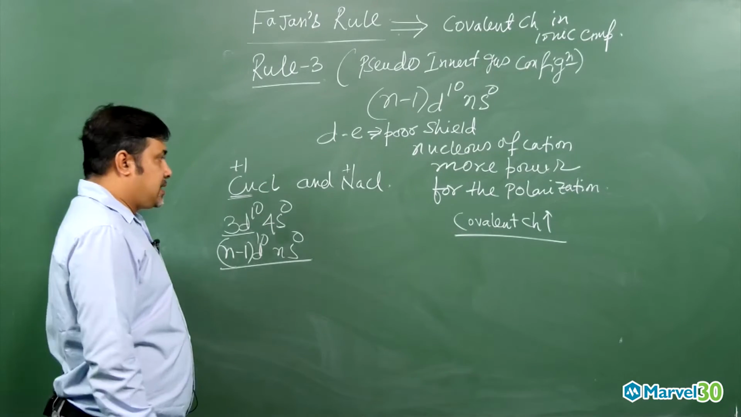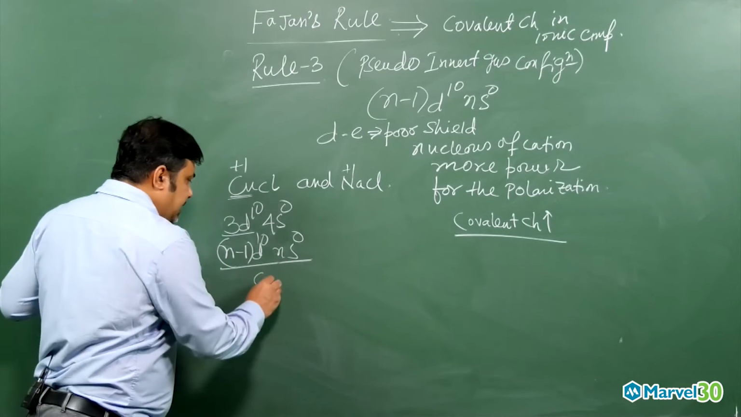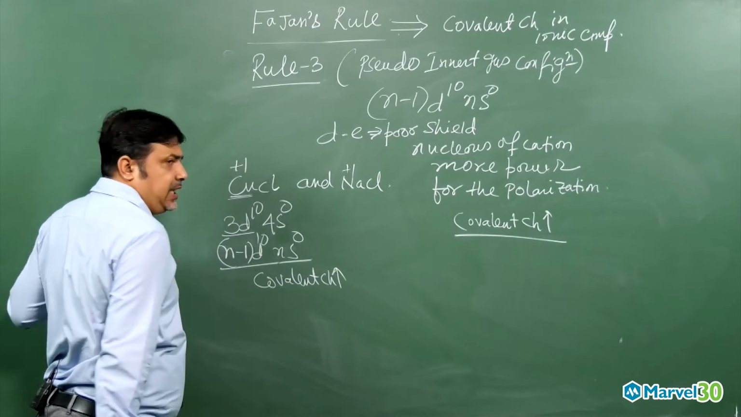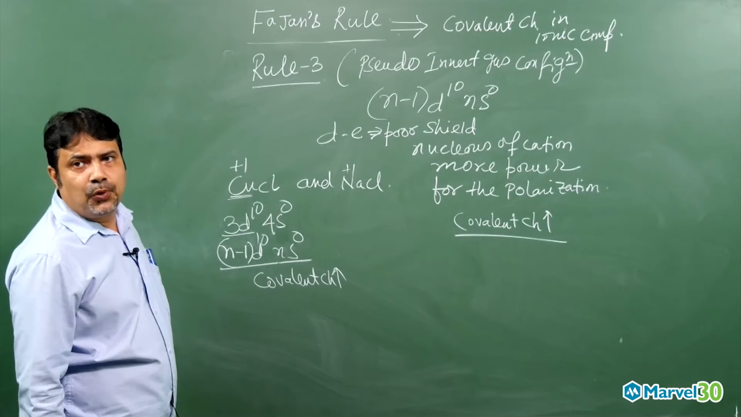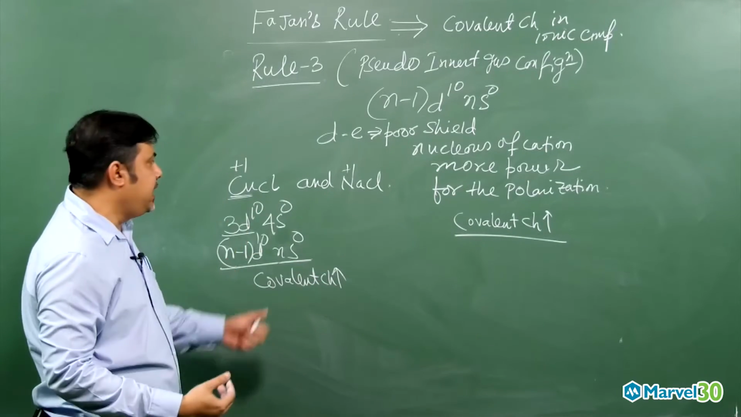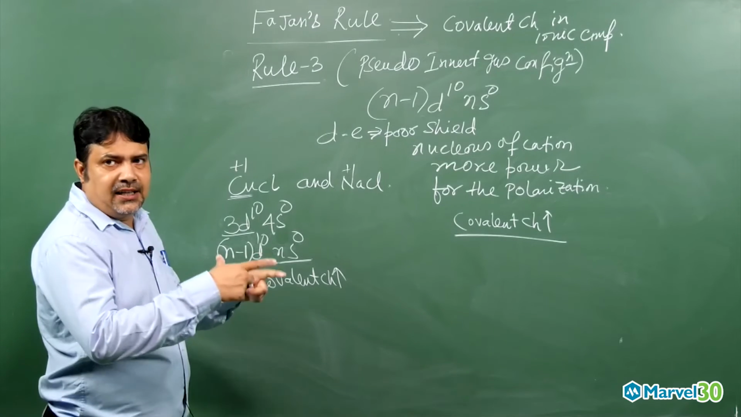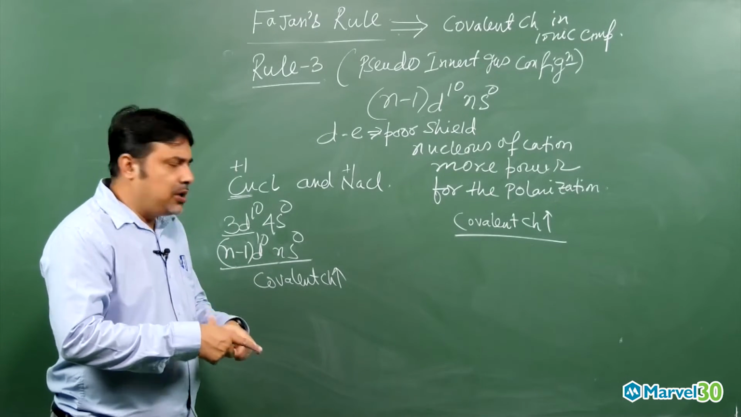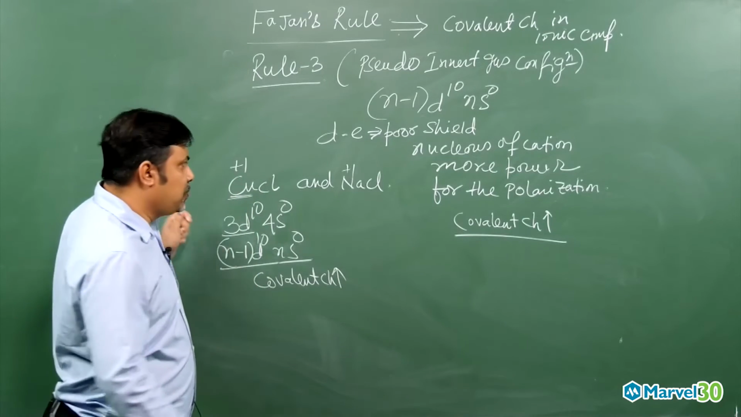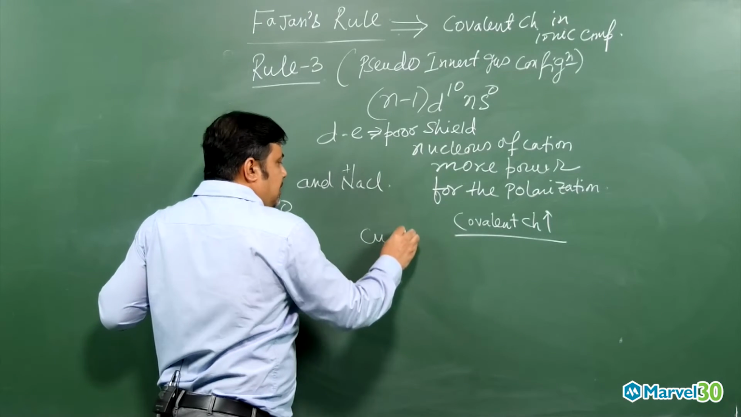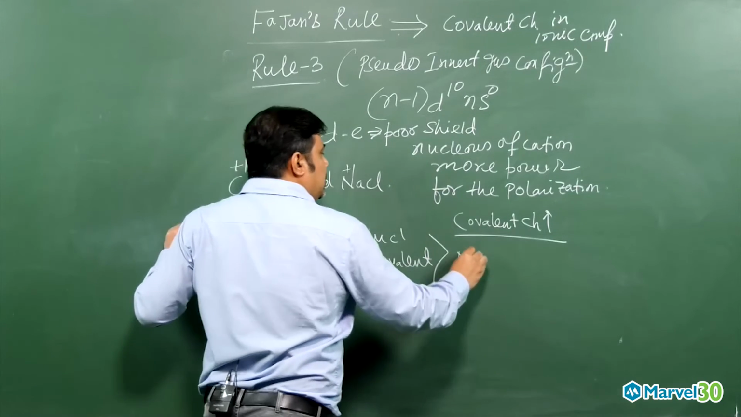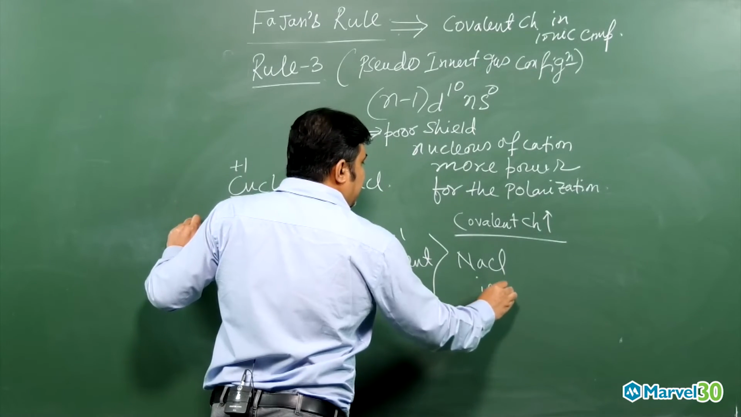Then the sharing will be more, and the covalent character will be more. Because the copper nucleus is more powerful due to poor shielding of the d orbital, it will easily take the electron density from the chloride towards itself. So the polarization power of the Cu+ ion will be more, sharing of electrons will be more, and covalent character will be more. That is why CuCl will be more covalent compared to NaCl. NaCl will be ionic in nature.